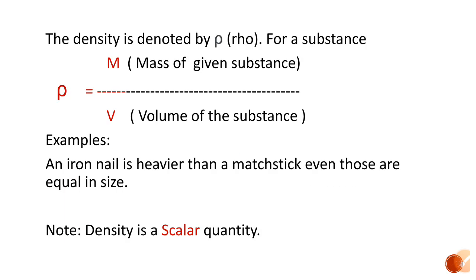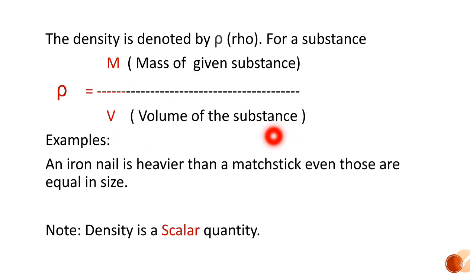Now to measure the density, we can divide the mass by the volume. The density is denoted by the letter rho. For a substance, the density rho is equal to mass divided by volume. So the mass of a given substance is divided by the volume of the substance, and it gives the density of the substance.